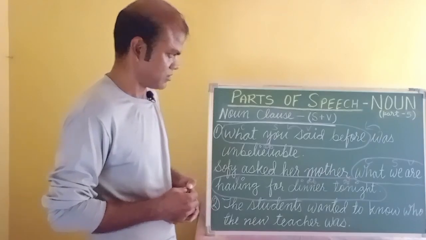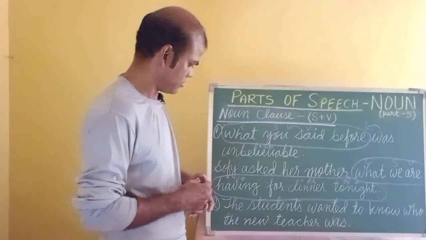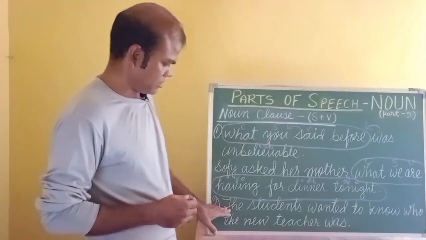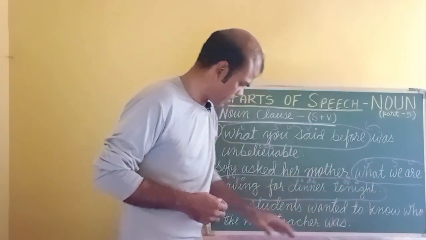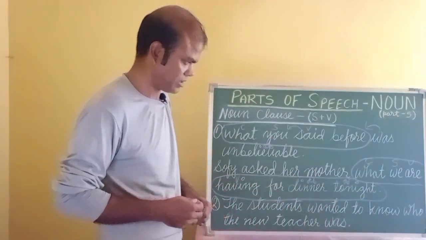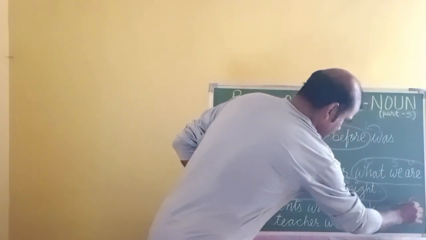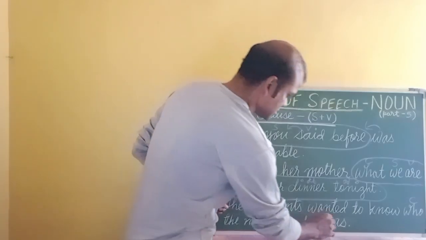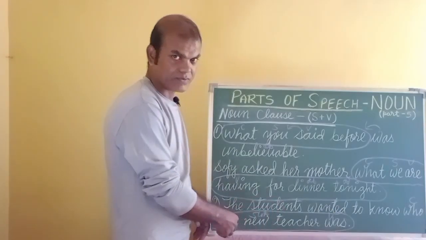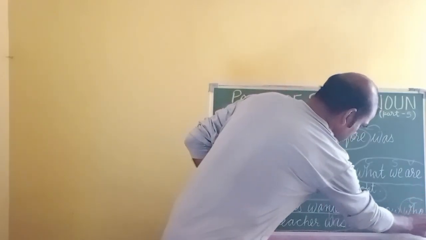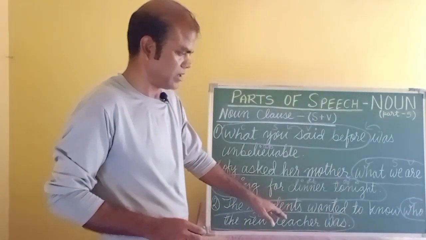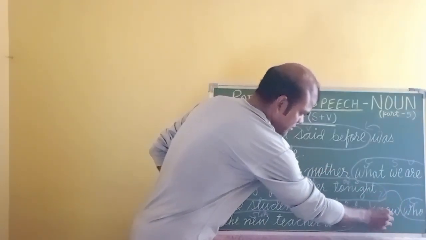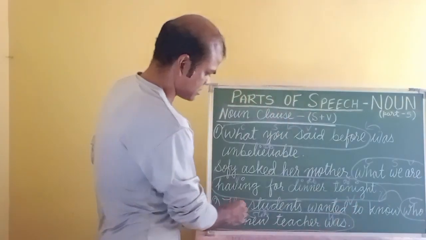Okay, so now we are going with the second use of the noun clause. We are going to see it as the direct object. The students wanted to know who the new teacher was. Okay, this is the conjunction, this is the subject, the new teacher, and this is the verb. Now this whole group of words is the noun clause, and in this sentence it is the direct object for this verb.